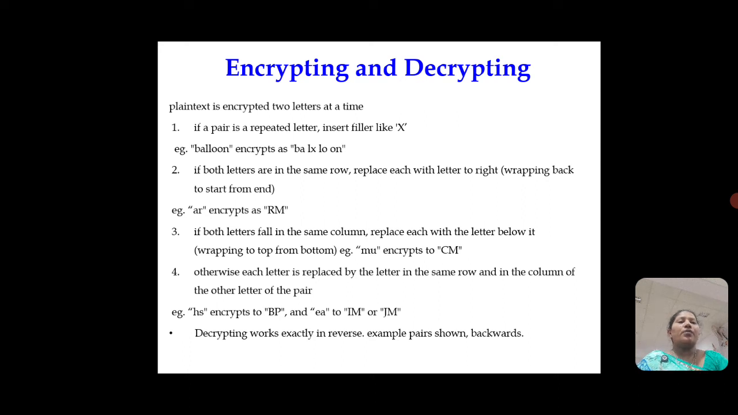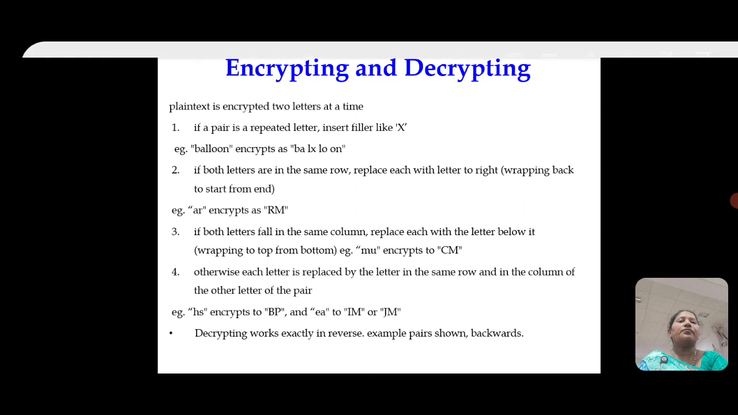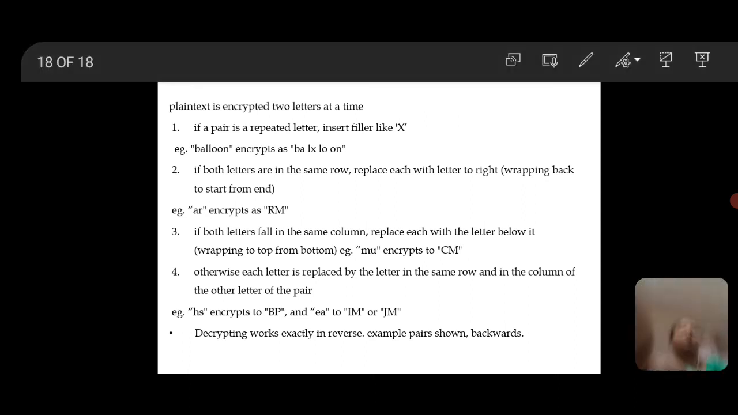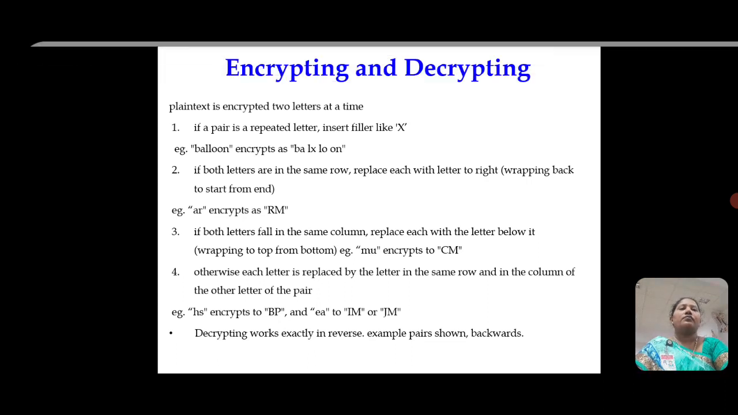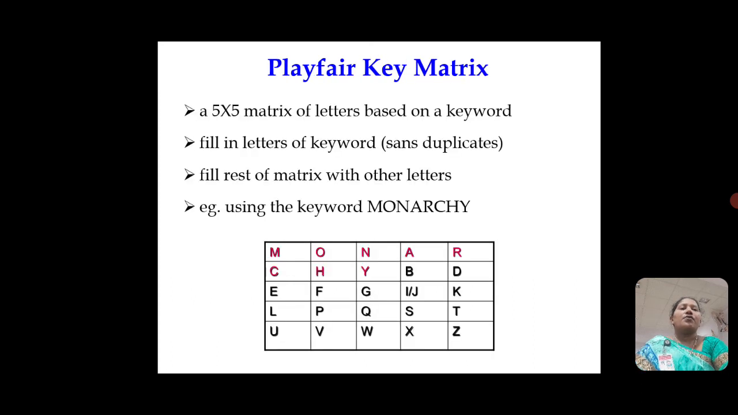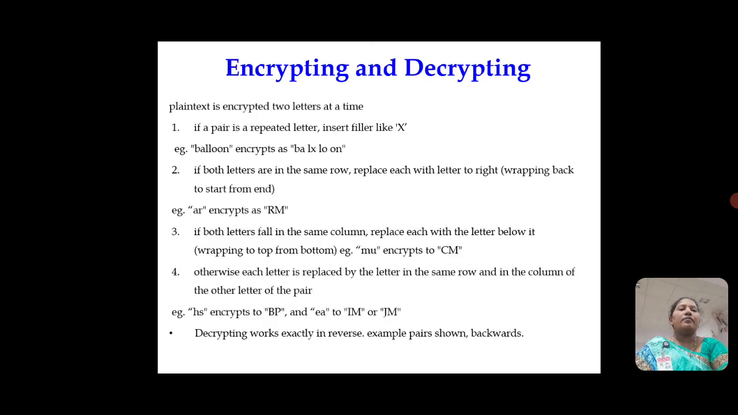Okay. The second step is, if both the letters are in the same row, replace each by the letter to the right of it. For example, in this matrix you are having AR. Here you are having A and R. Can you see in the first row you are having the letters A and R? If you are having the plain text as AR, it will go in a circular way. So AR will be replaced by R and M, because the next letter to A is R and the next letter to R is M.